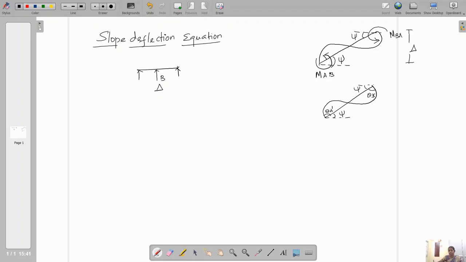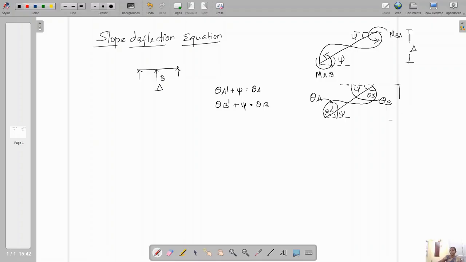Combining theta A dash and psi, that is overall rotation. The overall rotation is theta A. Here the overall rotation is theta B. So that we can write a relation: theta A dash plus psi equal to theta A. At B end, theta B dash plus psi equal to theta B. So this is an initial relation from this rotational diagram. Okay.